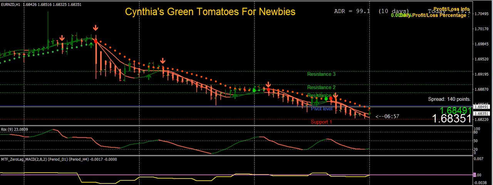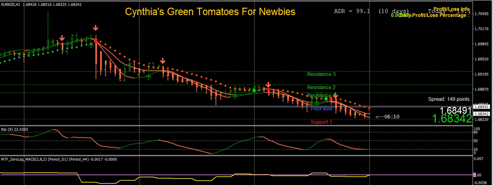And if you're interested in learning how to become a Forex trader, then you're at the right place. I've been trading Forex since 2002, and I'm the author and creator of several color-coded MT4 trading systems, and this is my latest trading system, which I've created just for newbies who are interested in learning how to trade Forex. And I call it Green Tomatoes for Newbies.